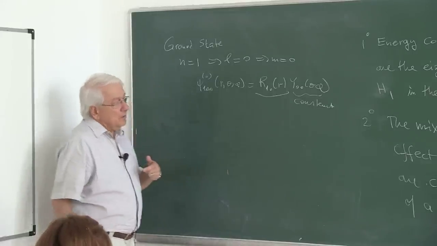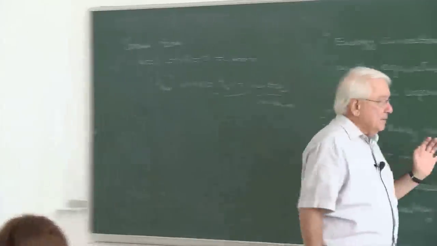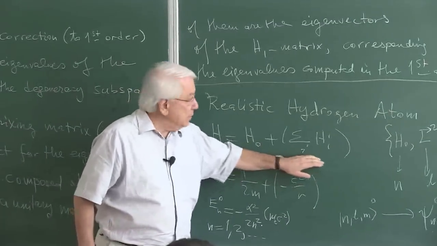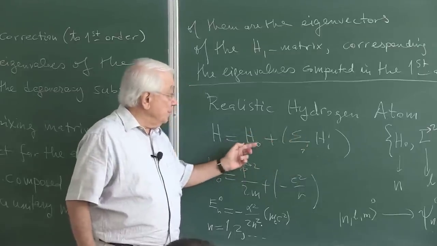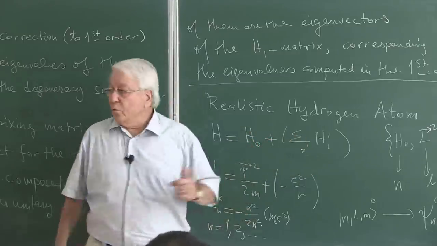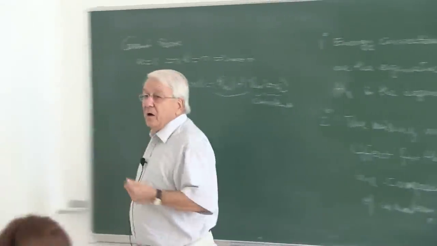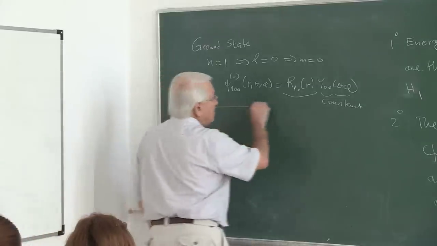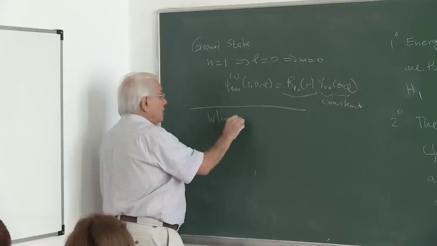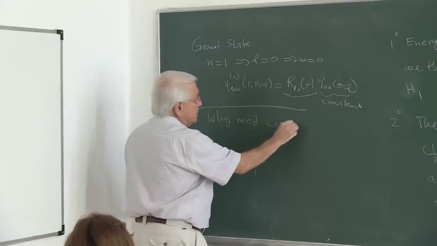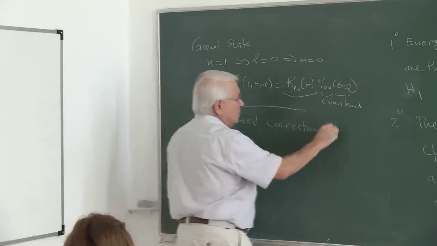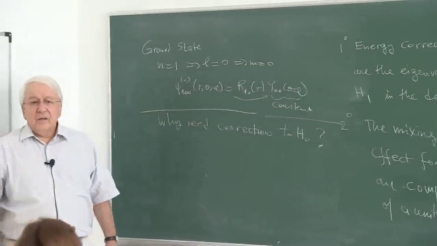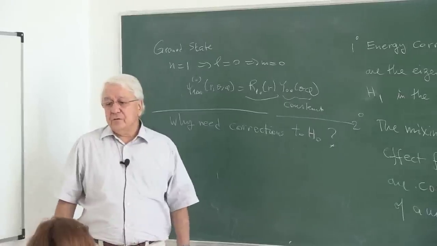So what is our next task? Our next task is, within the non-relativistic regime, to construct the possible corrections which we have to add to H0 to make it more realistic. In the first place, why do we need corrections to H0? Let's pose that question and let's find a rationale for this correction first.